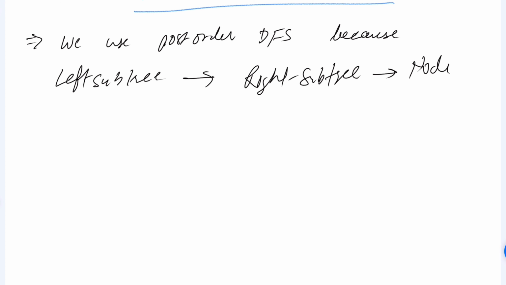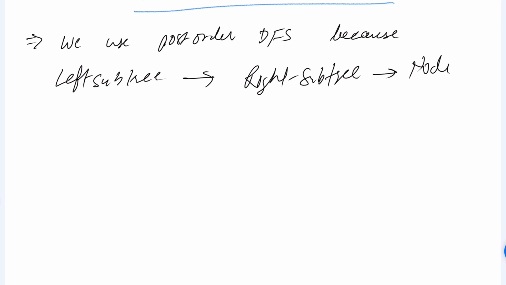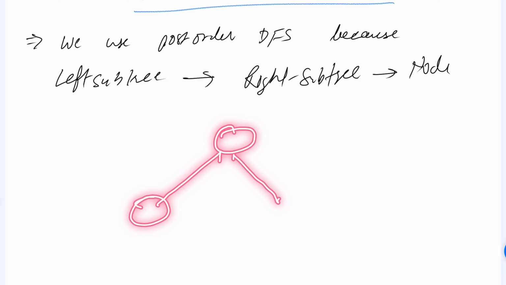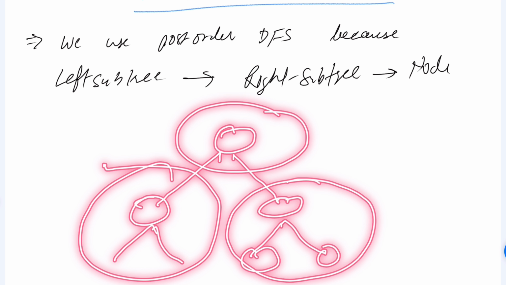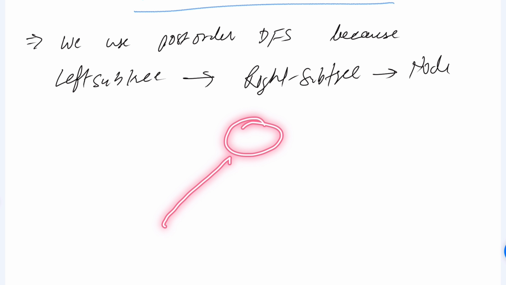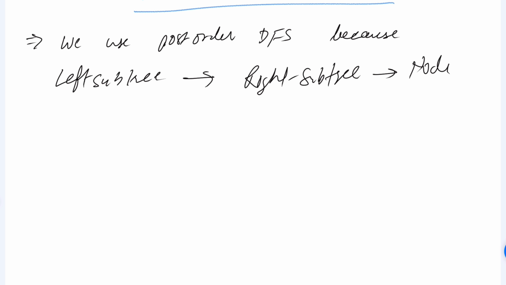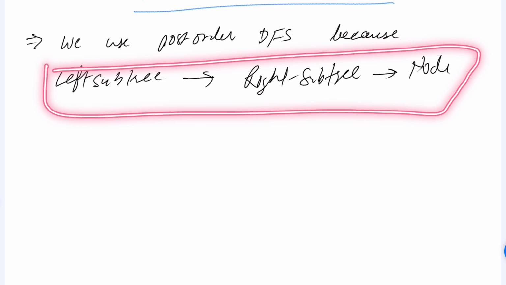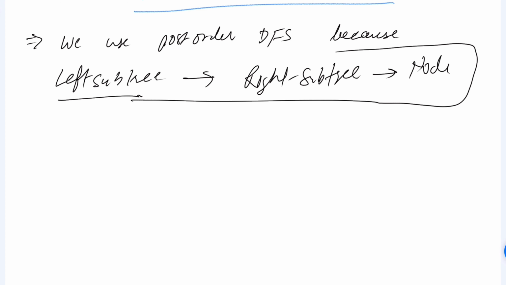Because we know that very first we go to the left subtree, right subtree, and then the node. How? If this is a subtree like this, first you will go with this part, then this part, and then this part. Understand? For anything, very first you complete this part and this part. So this is called post order traversal: left subtree, right subtree, and then the node, or root node.